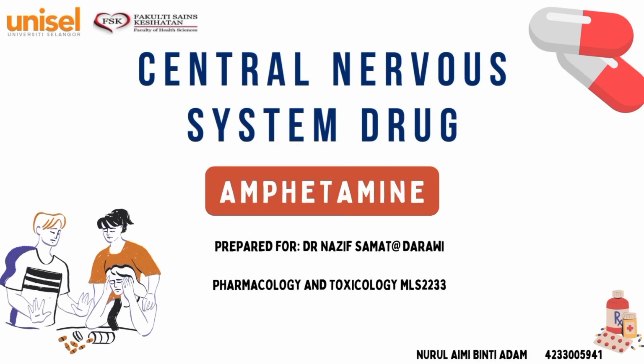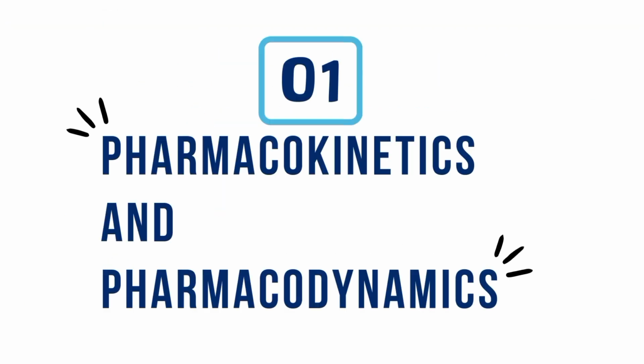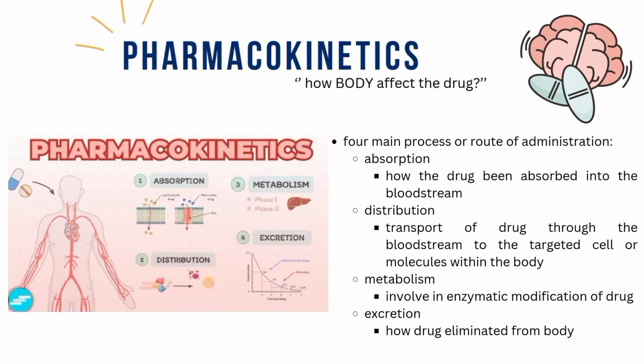Today I would like to present about the central nervous system drug amphetamine. We will go through pharmacokinetics and pharmacodynamics. Pharmacokinetics is basically about how the body affects the drug.